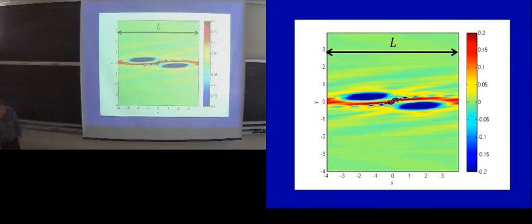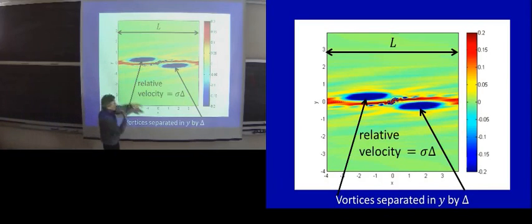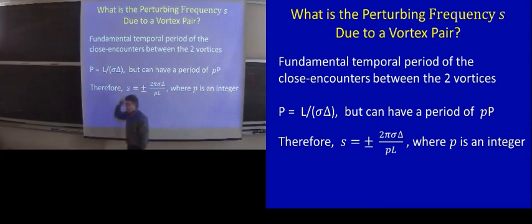Wait, we've got a length L, streamwise direction. I've got two vortices that are separated in a cross-stream direction by a distance delta, which just happens to be where they're created. And the relative velocity, next as they zip by, is sigma, the shear, times delta. So that produces close encounters at some period. The period that they'll have close encounters would be the length of the system in the streamwise direction divided by their velocity, which is sigma delta. But of course, if they go by once, they'll come out again. So really, the period of the close encounter is any integer little p times the big capital P over here.